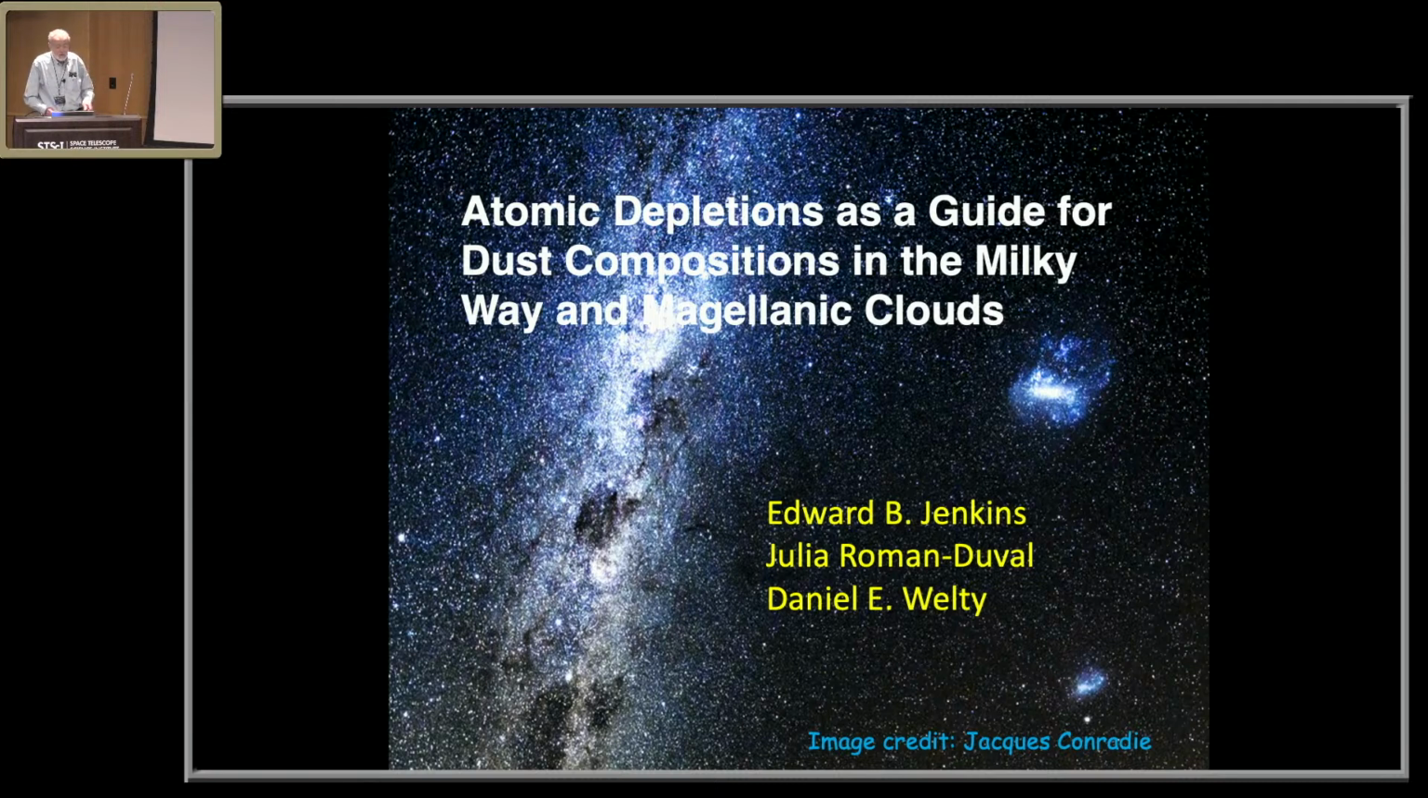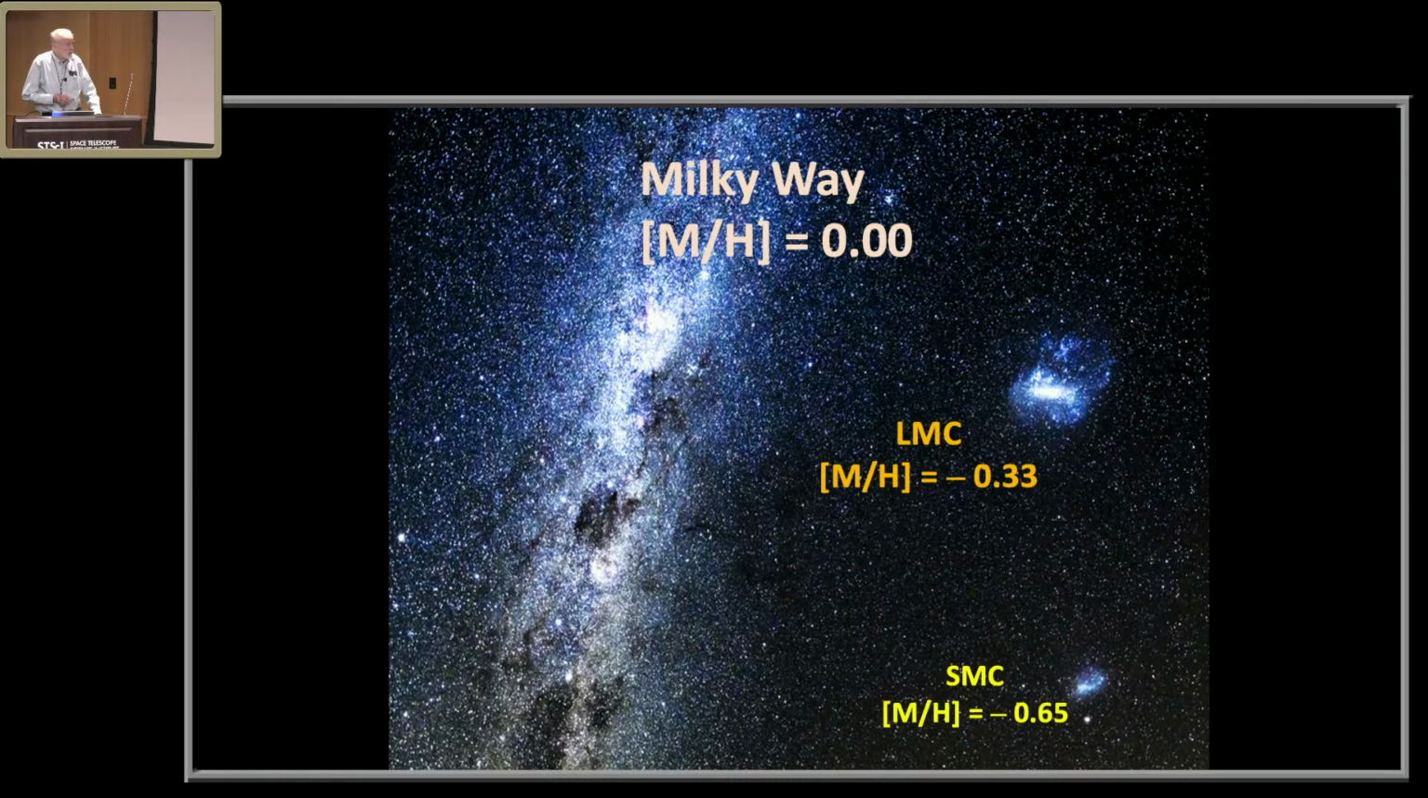So doing this study with the Magellanic Clouds gives us a chance to understand the behavior of the depletions as a function of metallicity. We have the LMC, which has mildly lower total abundances, and the SMC is much lower. Now, why is this important? Well, first, we want to find out if the depletion pattern across different elements changes when you go to lower metallicities.